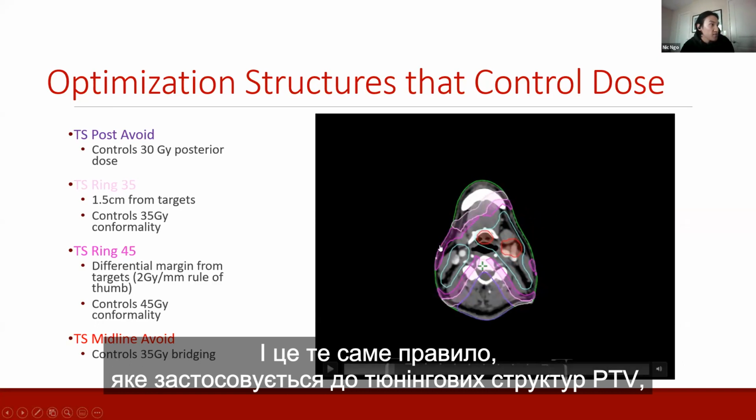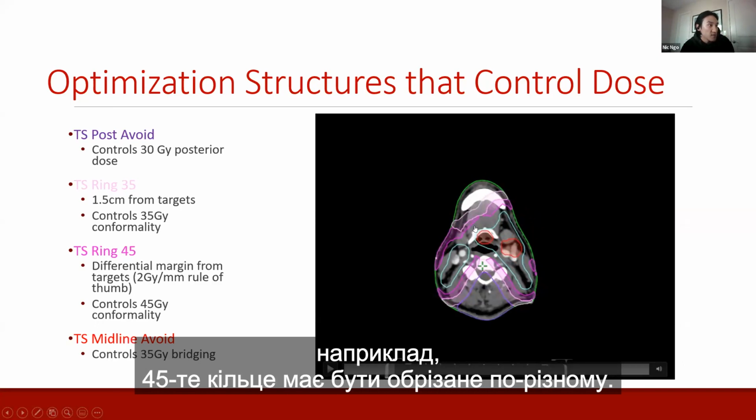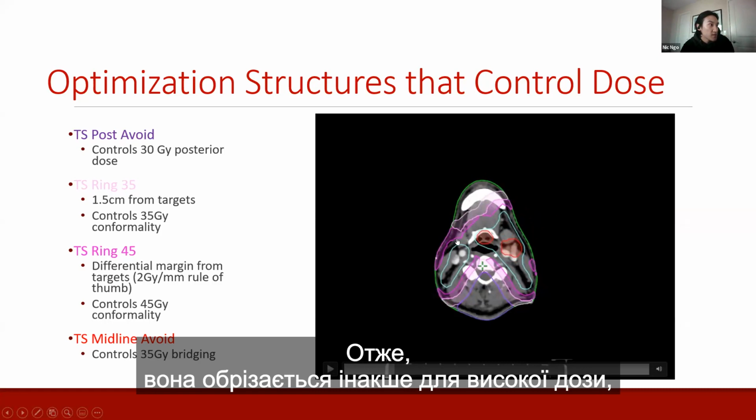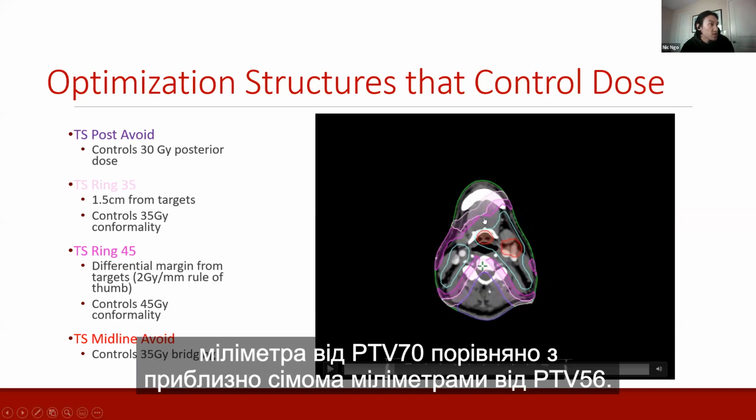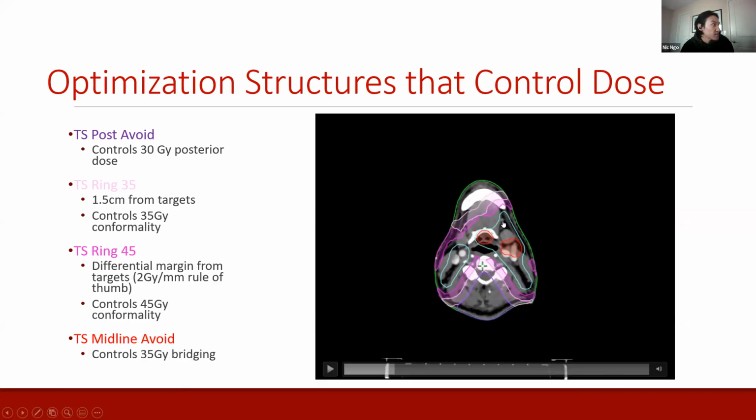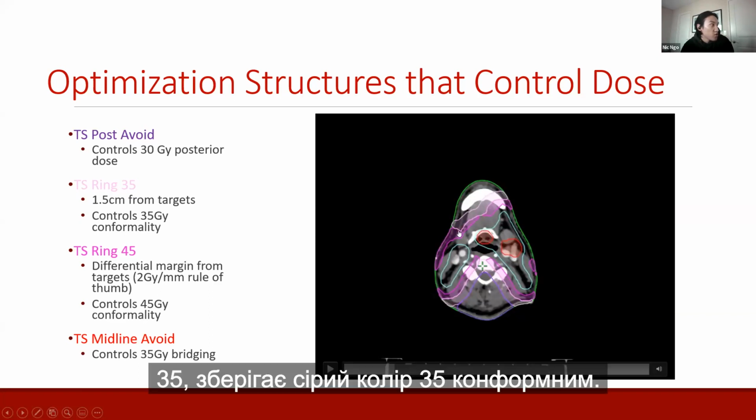Like the 45 has to be cropped variably, so it's cropped differently from the high dose than it is from the low dose. You can see here that it is cropped about 13 millimeters from the PTV 70 compared to about 7 from the PTV 56. The 35 keeps the 35 gray conformal.